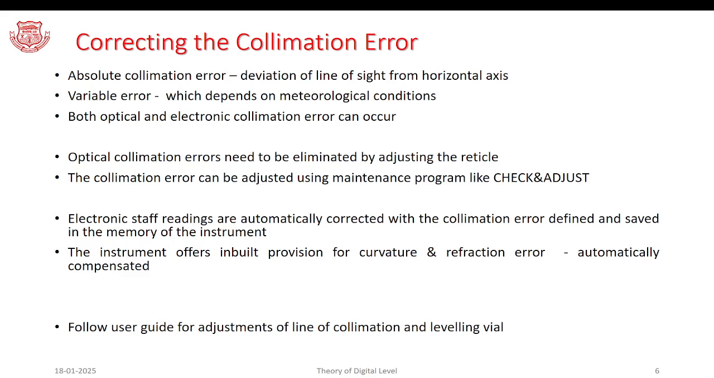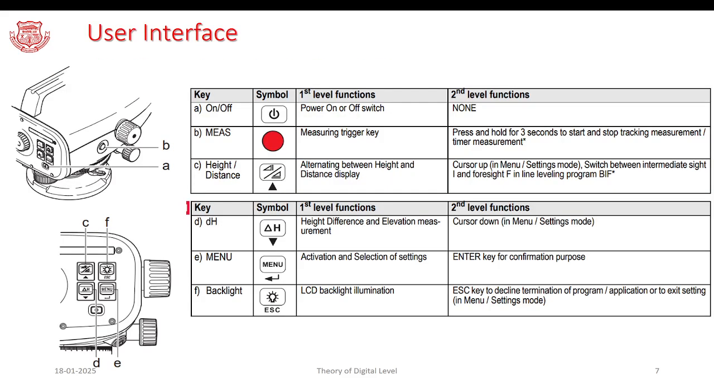Here, the instrument also offers some inbuilt provisions in order to have the corrections for curvature as well as refraction. Hence, there is no need to have that particular 0.0673D² as combined correction, but the equipment will be getting automatically compensated. For such kind of understanding, it is better to go for the user guide for adjustments associated with the line of collimation as well as even the leveling vial as it is provided in the form of that circular level tube.